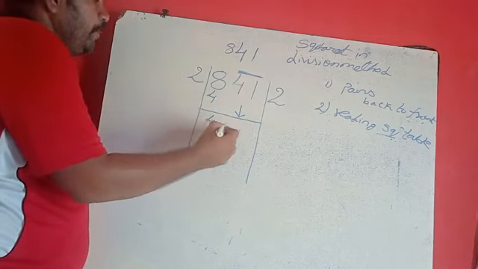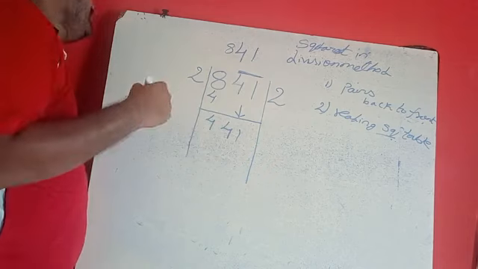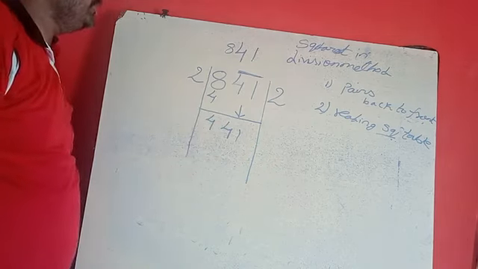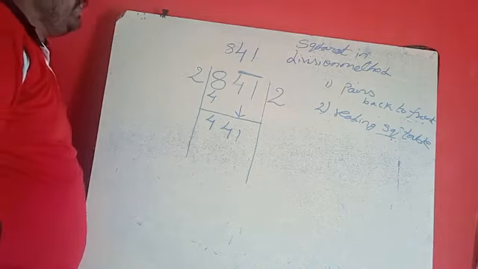Afterwards, drop that full set. In division we bring down only one number, but here we have to drop the full set of numbers, 41.